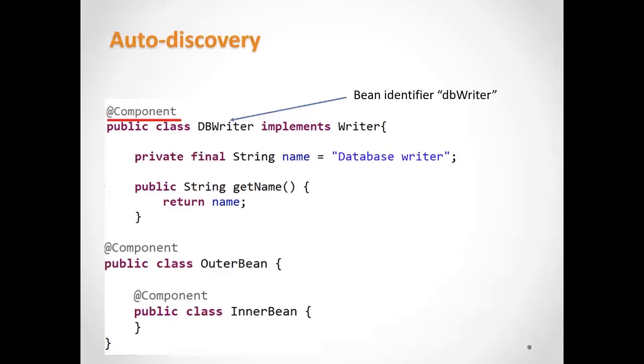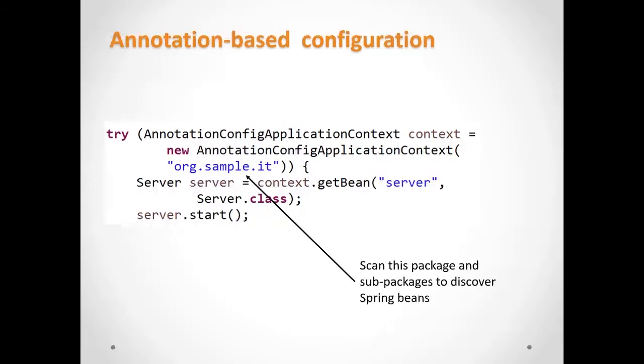So if you have an inner class in your Spring component and you put the component annotation, Spring will also find it, detect it, and register a Spring bean. Now, if you want to load such a configuration, you need to use another application context implementation called AnnotationConfigApplicationContext and specify a package or packages so that Spring will search the classpath and find all the Spring beans in this package. But how does Spring do that?